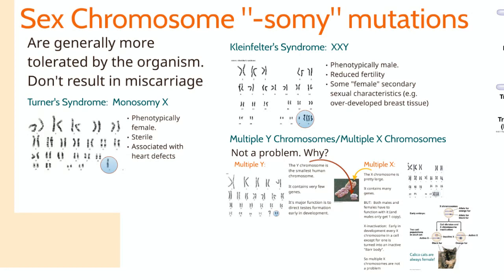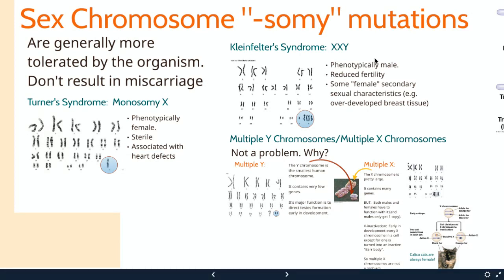heart proteins. Klinefelter's is XXY. Phenotypically, they are male because of this Y being displayed. They have reduced fertility, but they have some female secondary characteristics, such as overdeveloped breast, and that's because of this excess X proteins that are being produced.